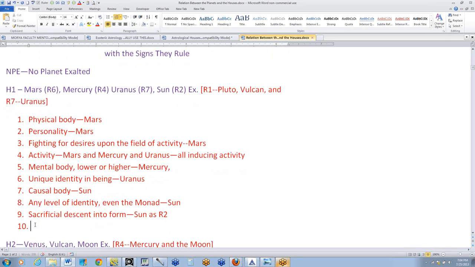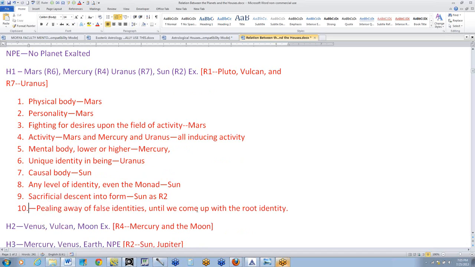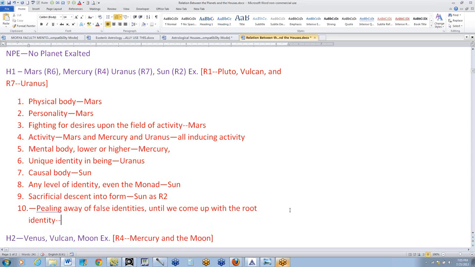When it comes to Pluto, we have the scaling away or the peeling away of false identities until we come up with the root identity. And I think I should have put Pluto at the end. That's the way I'm doing it. Okay. Pluto. And I hope I don't have to do it the way DK did it and just make a couple of suggestions. I suppose you can elaborate on what I'm doing here.